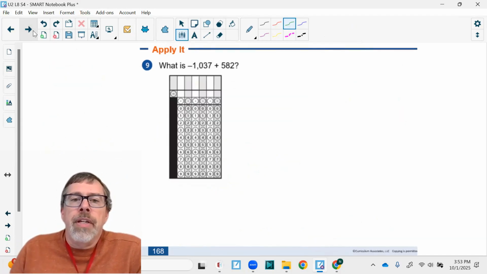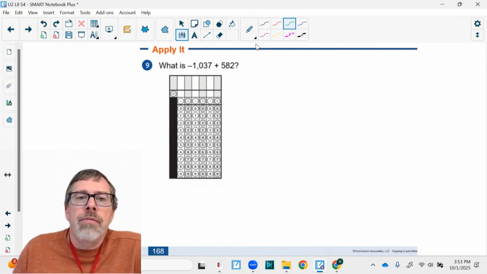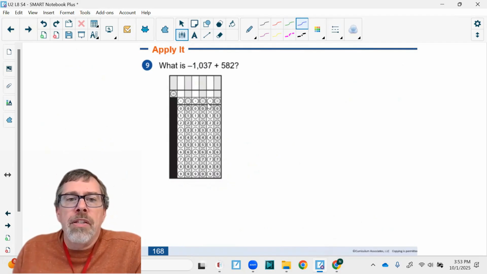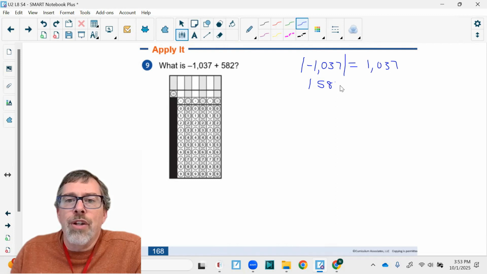Number 9. Okay, they're giving us a bubble chart. This is a type of question you might see on a PSAT or SAT, and this is the answer process. So that's why they're applying it to this type of format. So all it is asking us is what these two numbers sum to. So you take the absolute value of the larger number, okay, and that is 1,037. You take the absolute value of the smaller number, or the one that's closer to 0, if you will, and that is 582, and you subtract.